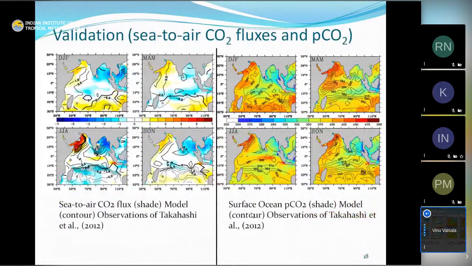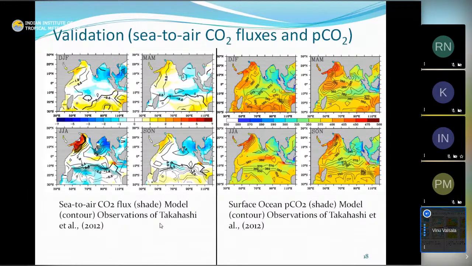Now we validated the carbon component of the model. First, we compare the model sea to air CO2 fluxes with the observation of Takahashi. But let me say that for the observation, there is a large data gap in the ocean, so they try to gap fill using other proxies as much as available. So that's how they fill the data gap in the Indian Ocean carbon cycle.